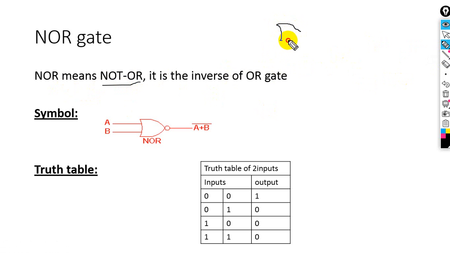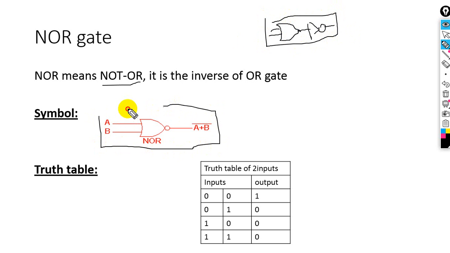So we have the OR gate, this is the symbol for the OR gate, and the NOT gate is combined with this. What does it make? It makes the NOR gate. Simply, we use the symbol for the NOR gate just like this. So this is the symbol of the NOR gate.